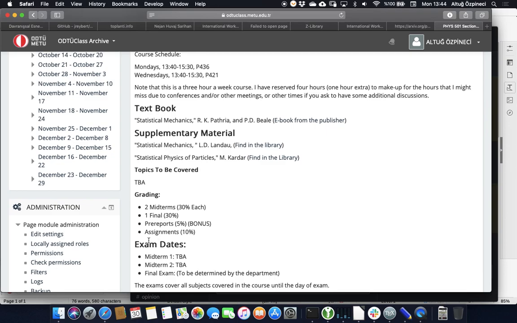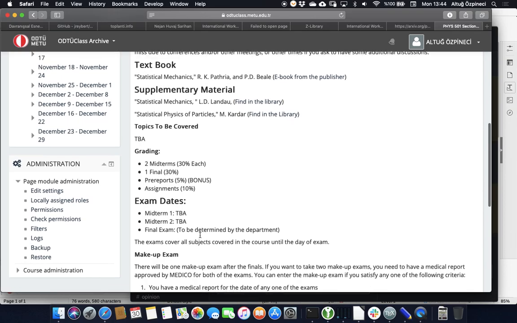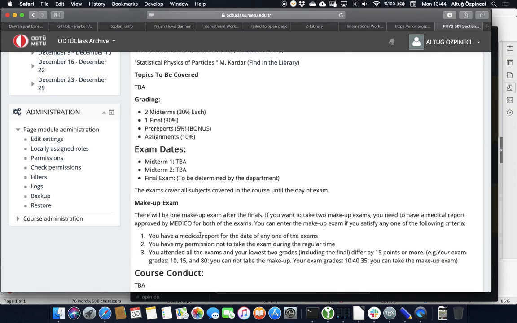Ideally, I will be doing 2 midterms and 1 final. We will talk about what the pre-reports are. I intend to give you assignments, hopefully at least 10, most of them from the book. And the dates, well, we need to determine them. Probably we will discuss it on Wednesday. Typically 4 weeks from now, we will have the first midterm. Again, another 4 weeks, we will have the second midterm, and the final is determined by the department anyway.